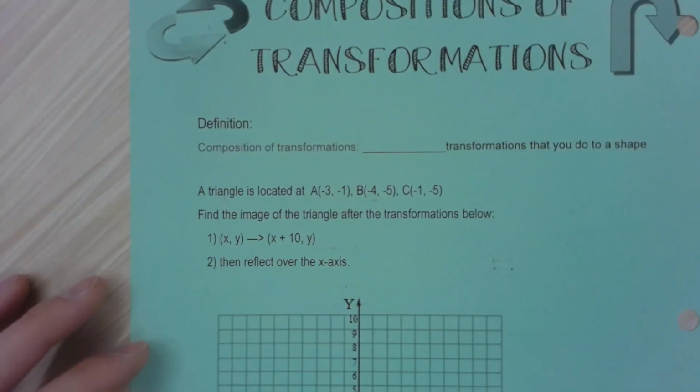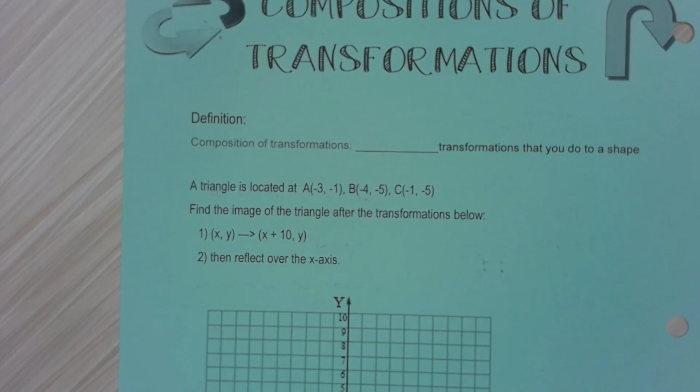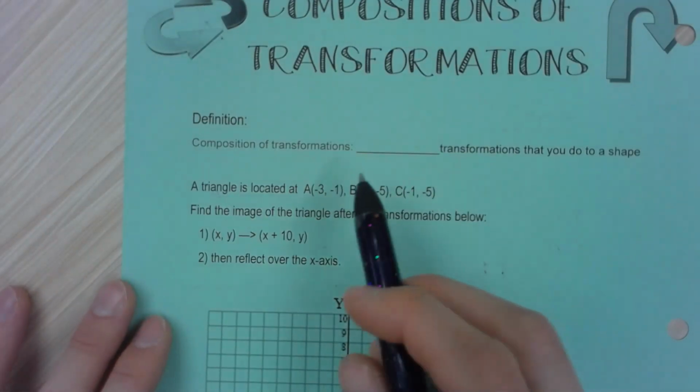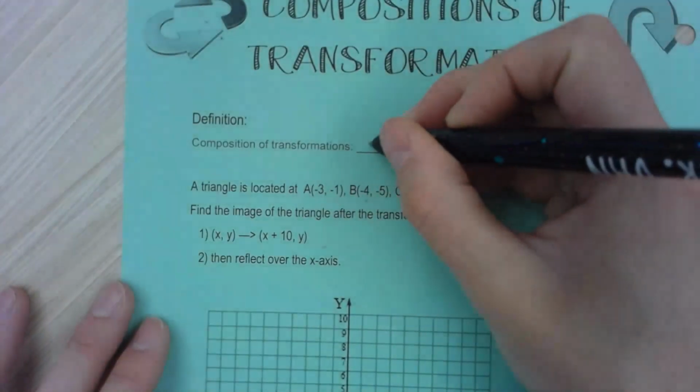Geometry. This is our last section in this unit. I know it went by fast. We're just going to take all of the transformations that we've learned so far and throw them together. This is a combination of everything that we've talked about so far in this unit. So the composition of transformations is simply combining transformations you do to a shape.